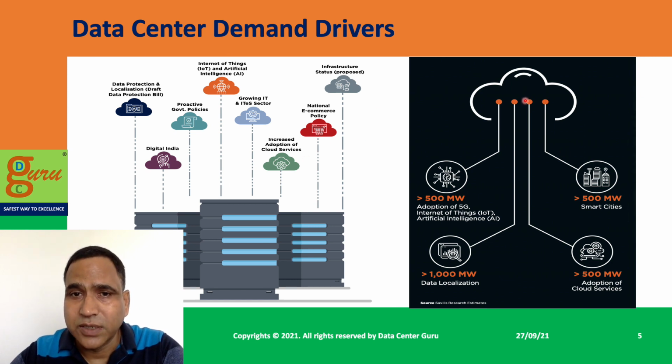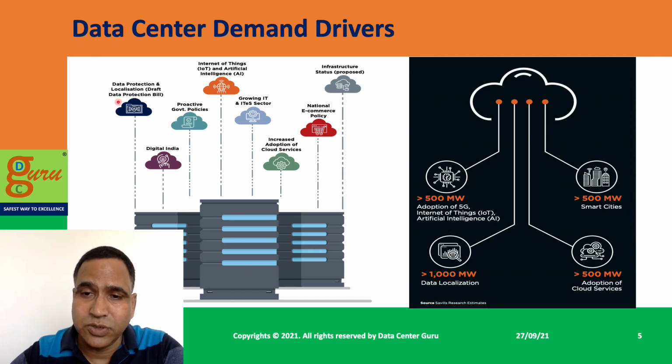And if you segregate how the overall demand is generated, if you talk about adoption of 5G and Internet of Things, we are talking about greater than 500 megawatt data center requirement. Smart cities demand more than 500 megawatt. Data localization policy is one of the major decisions being made by the government, which is lying in the Joint Parliamentary Committee.